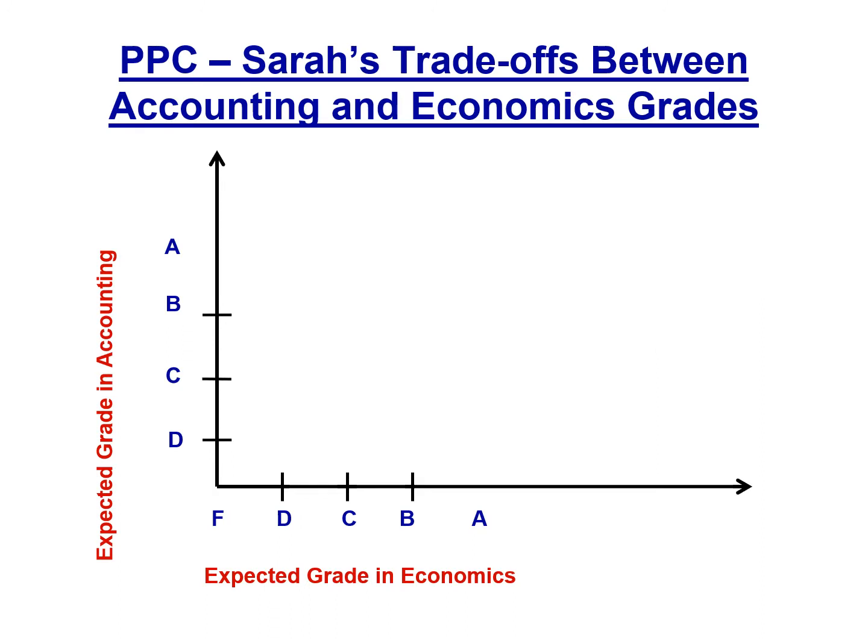We will be moving on to a macroeconomic example in the near future. However, we will start our examination of production possibility model using a microeconomic example. This is referred to as the Sarah study world. All right, what are we measuring? On the horizontal axis, we're measuring expected grade in economics for a student named Sarah. And on the vertical axis, we are measuring expected grade in accounting.